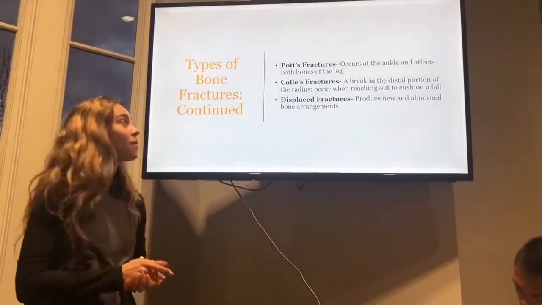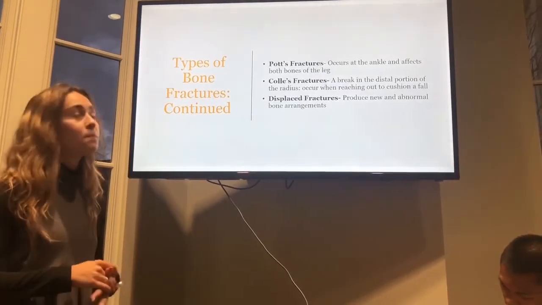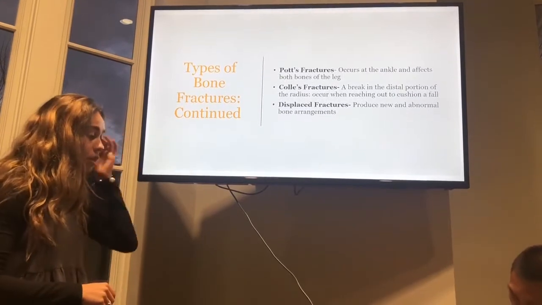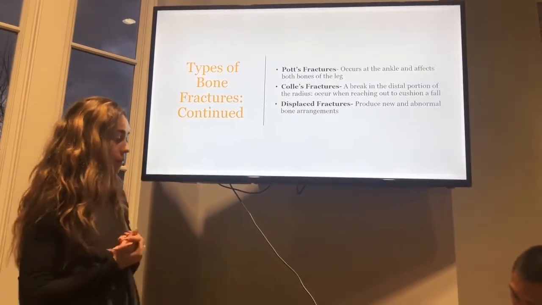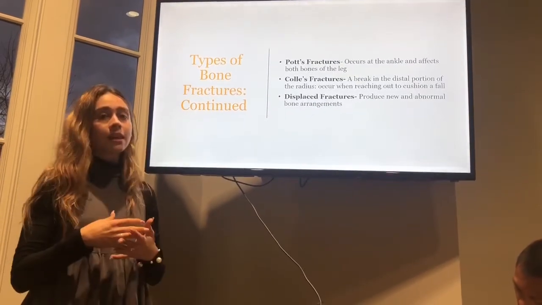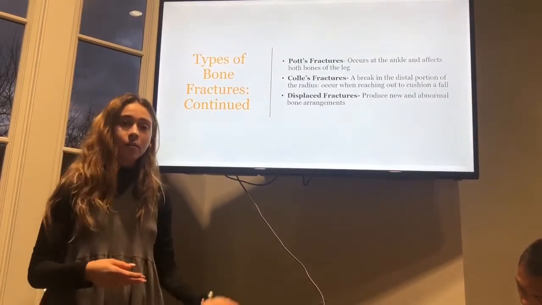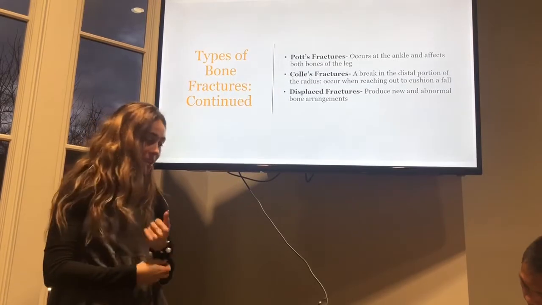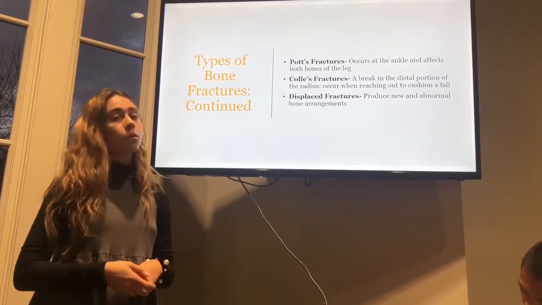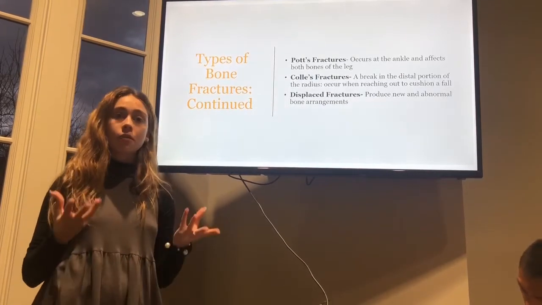Finally, we come to Pott's fractures, which occur at the ankle and affect both bones of the leg, including the tibia and the fibula. Colles fractures, which is a break in the distal portion of the radius in the arm, can occur when, say, you're reaching out to cushion a fall and your arm is cushioning you, and you break it. And finally, displaced fractures, which produce new and abnormal bone arrangements when the bone fractures.